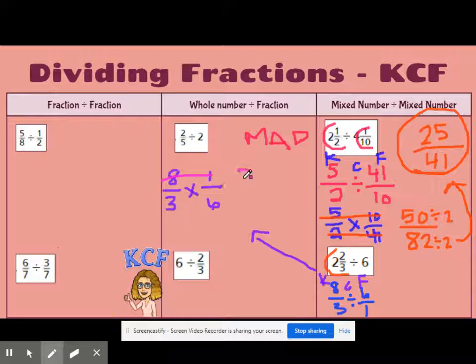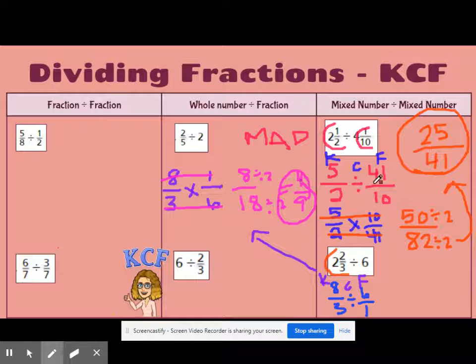8 times 1 is 8. 3 times 6 is 18. They're both even. So I am going to get 4 over 9 as my answer.